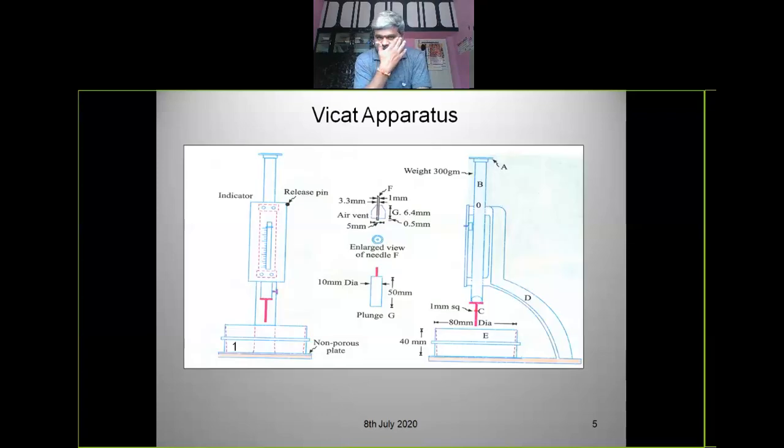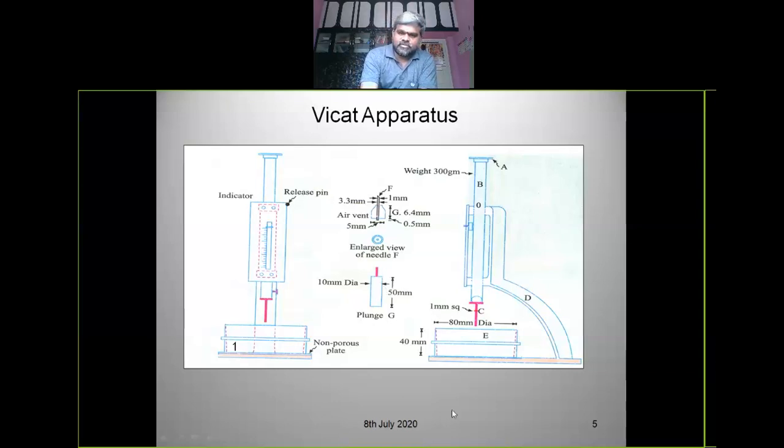The apparatus required is the Vicat apparatus, and this is a release pin. This is an indicator here. This is a plunger, right? This is a ball, or what we can say is a mold, right? These are different types of plungers. See, plunger diameter 50 mm length, and 10 mm diameter. These are the plunger hole diameters, right?